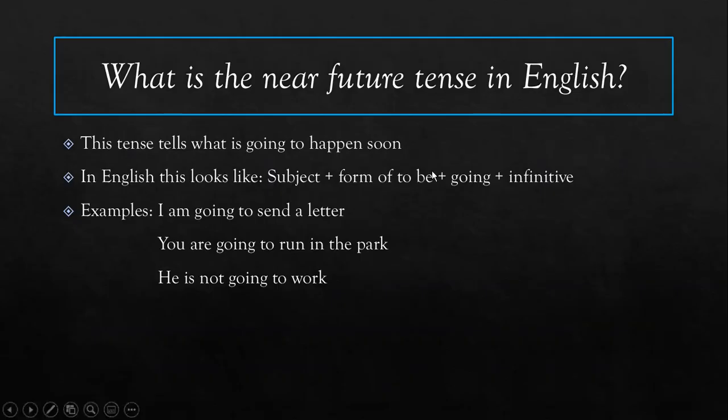Remember in English, an infinitive is to plus a verb. So if you look here, we have to send, to run, and to work. All three of those are infinitives. If we start at the beginning, we have the subjects, which are I, you, he, the forms of to be, which are am, are, is, the word going, and the infinitives. As you can see, all three of these sentences are saying what will be happening soon in the future. Okay, so now let's look at this in Spanish.